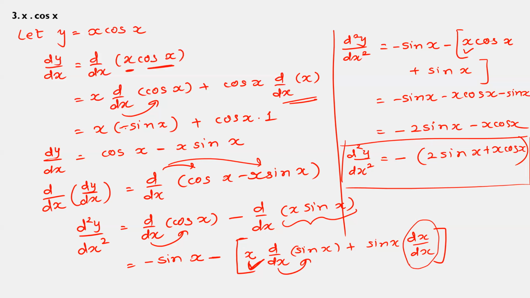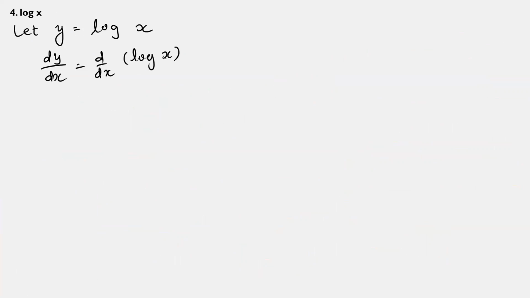Next, the fourth one, log x. Again, naming ceremony first of all. Let y is equal to log x. So directly we can do this, because I know the differentiation of log x. This is a direct formula. Differentiating both sides with respect to x, d by dx will be applied to both sides. So dy by dx is equal to the derivative of log x, 1 by x. It was simple.